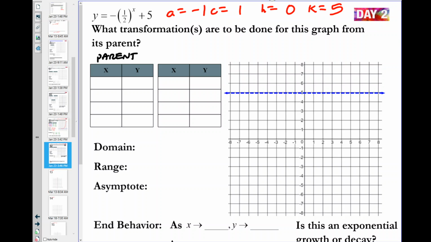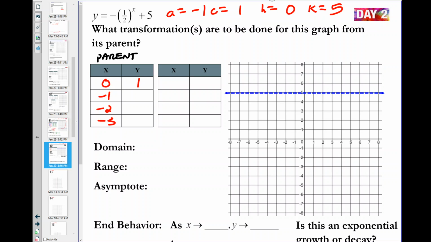Is this a growth or a decay? This is a decay, so I should use what? Yeah, 0 and negatives work great. So 0, -1, -2, -3. What is any number to the 0 power? 1.